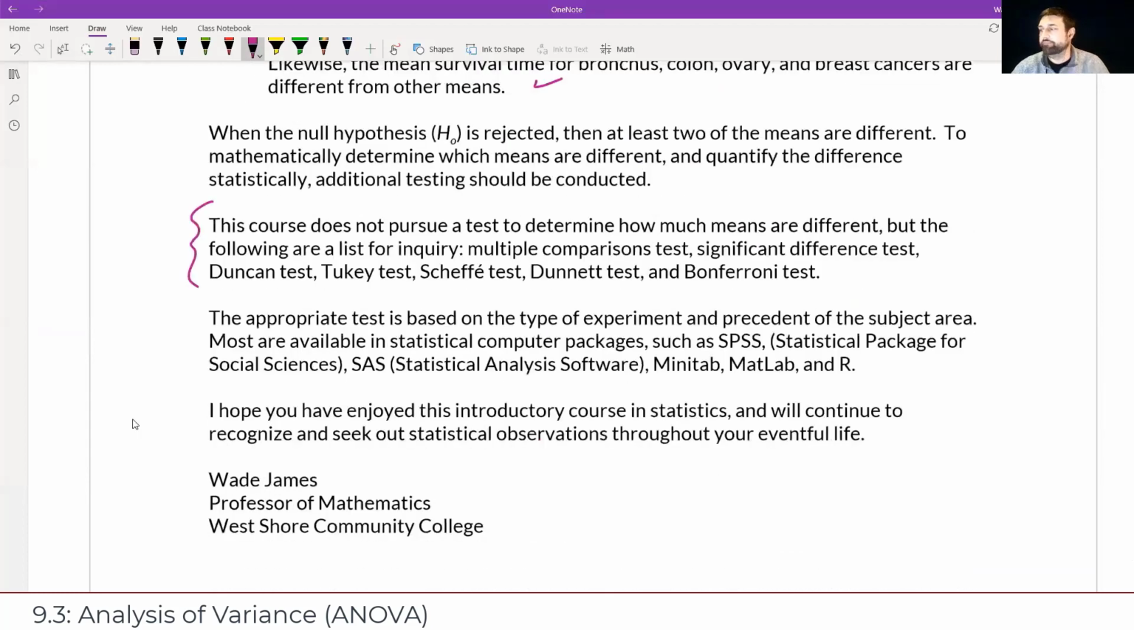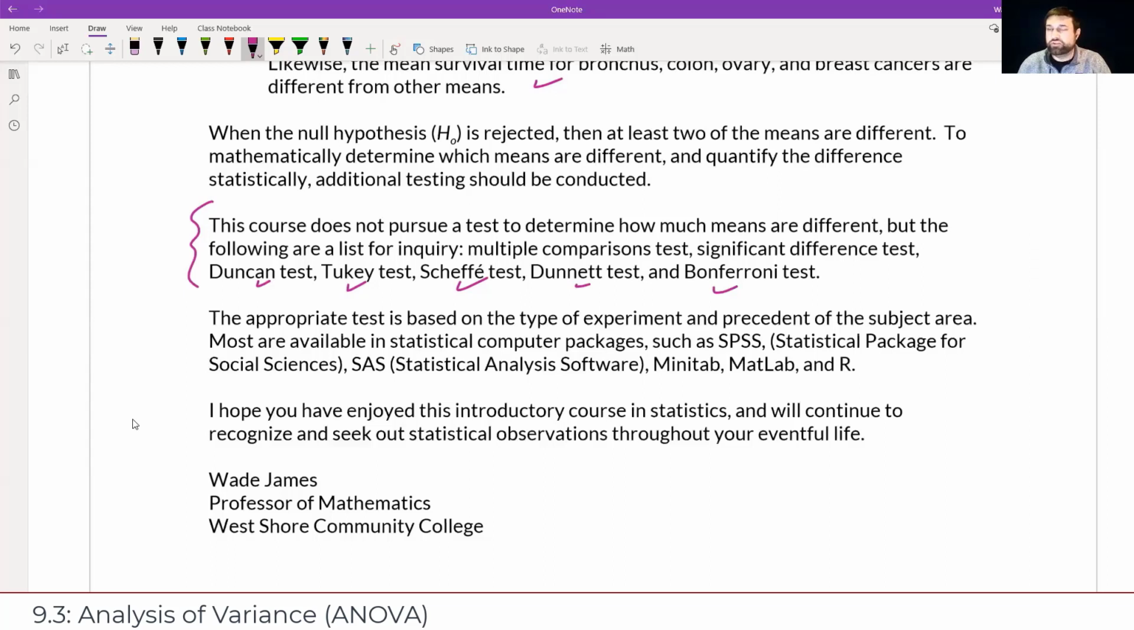This course, don't forget, does not pursue a test to determine how much the means differ. All we did is we just said they're different, okay? There are additional tests that you could do, and you saw some of them on that website, that go into more detail about how far apart the means are and whether that is significant. There's a number of these tests: the Duncan test, the Tukey test, the Scheffé test, tons and tons of different tests that advanced statistical students use. We're not going to use them in this class.